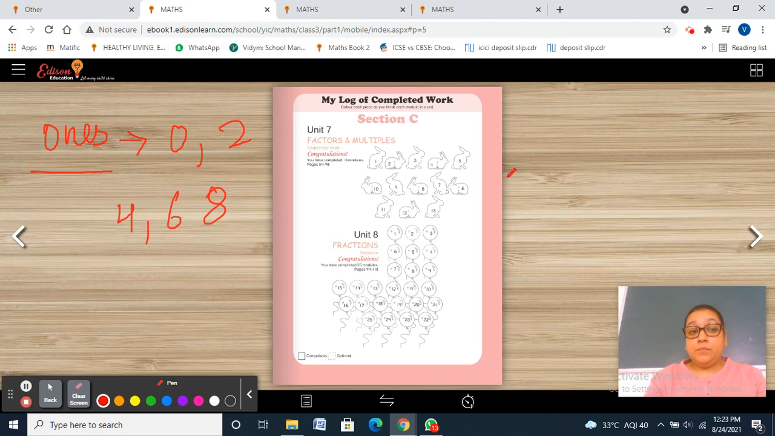Getting this point? So in this particular manner, you're going to find out the even number and the odd number. The rest of the numbers are odd numbers: 1, 3, 5, 7, 9, 11, 13, 15, 17, 19. All these numbers are odd numbers. Getting this point? So let's start with our work today.